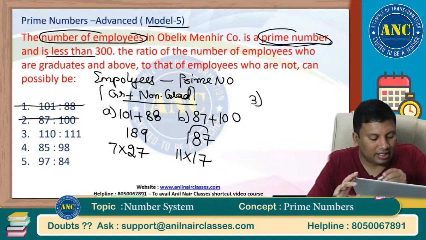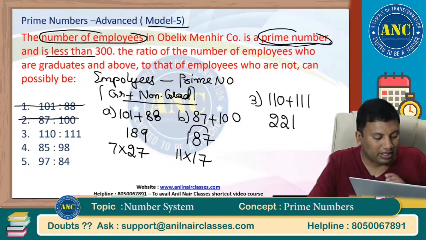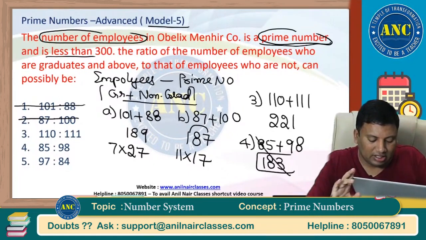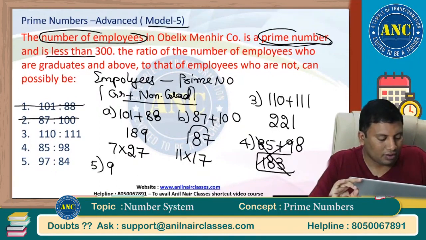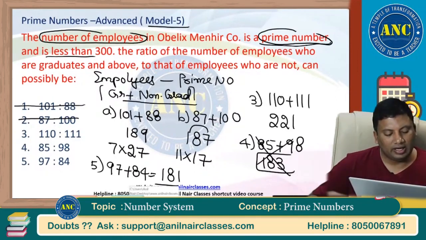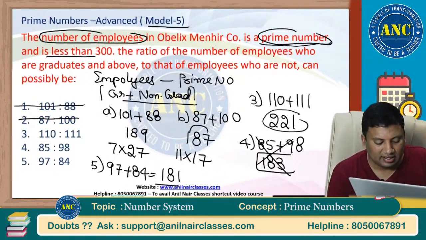Third one, 110 plus 111, these are 221. We will keep it aside. Then 85 plus 98, these are nothing but 183. 183 is divisible by 3, as the sum of the digits is divisible. Fifth one, 97 plus 84, which is nothing but 181. So we are stuck with two numbers, 181 and 221.